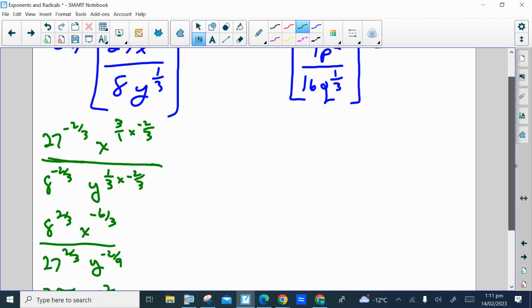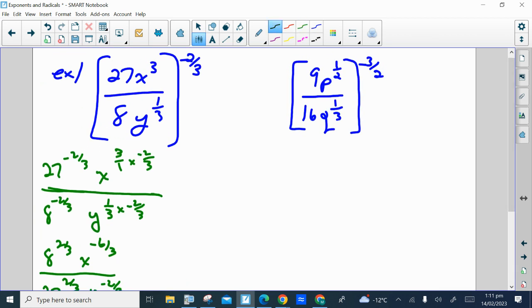But as I said, you also could do this by flipping the rational expression inside the bracket. So move the 8y to the 1/3 to the top, put the 27x cubed on the bottom, and when you do that, the exponent outside will change from a positive to a negative.